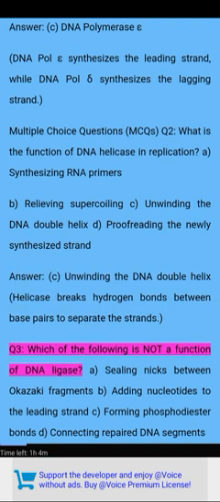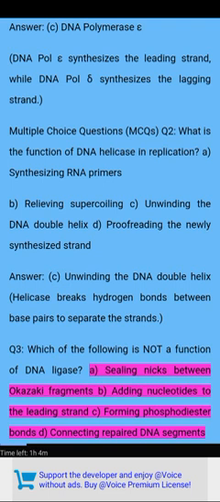Q3. Which of the following is not a function of DNA ligase? A. Sealing nicks between Okazaki fragments. B. Adding nucleotides to the leading strand. C. Forming phosphodiester bonds. D. Connecting repaired DNA segments.